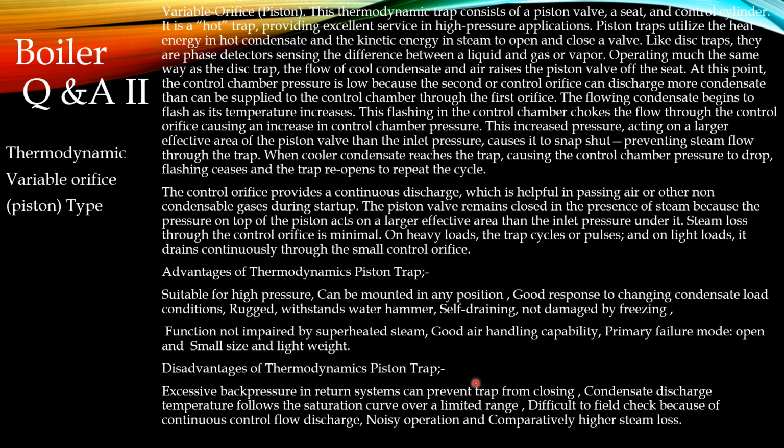The disadvantages of the thermodynamic piston trap: excessive back pressure in the return system can prevent the trap from closing. If the condensate return pressure backs up, then the trap will not close. Condensate discharge temperature follows the saturation curve over a limited range only. It is difficult to field check because of the continuous flow discharge, so we cannot check whether the trap is functioning. Noisy operation and comparatively higher steam loss. It will lose steam, and its operation is also very noisy in the piston type of thermodynamic trap.